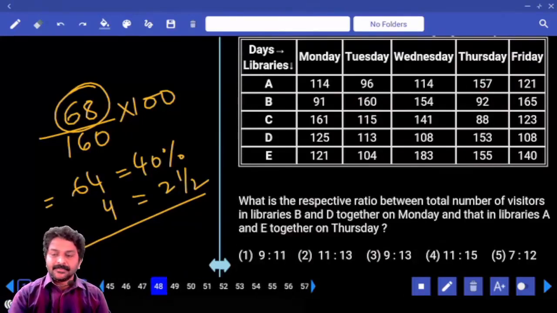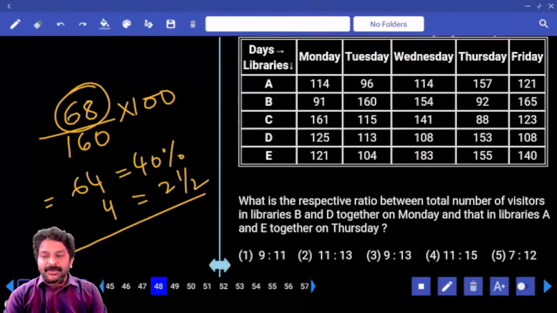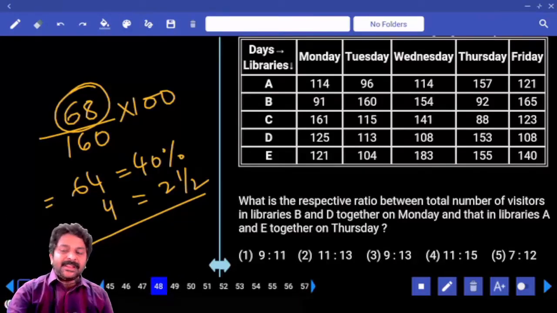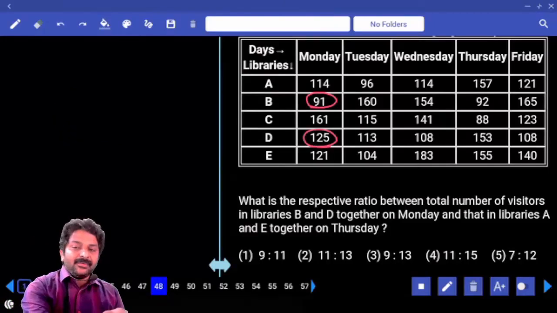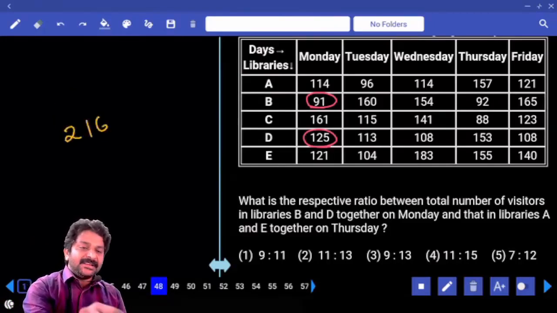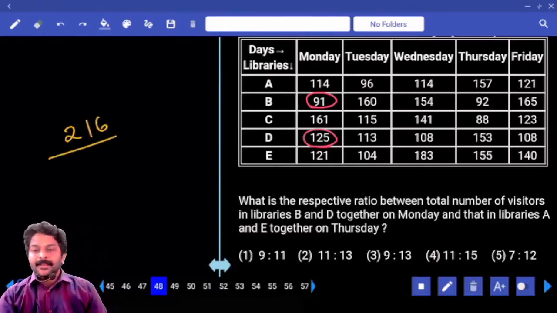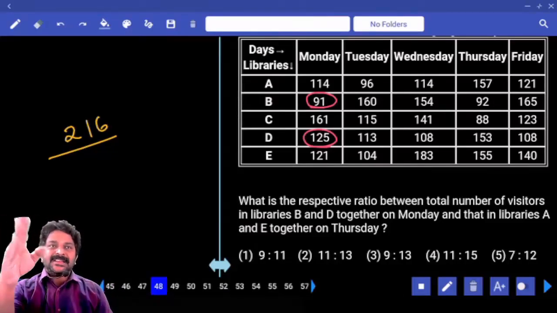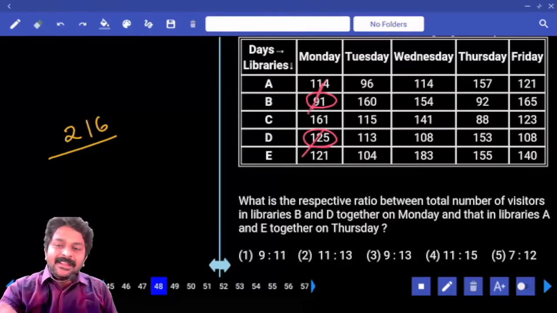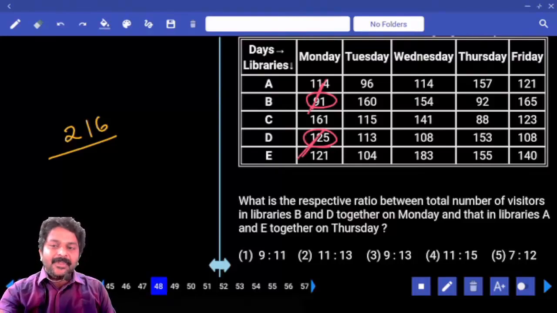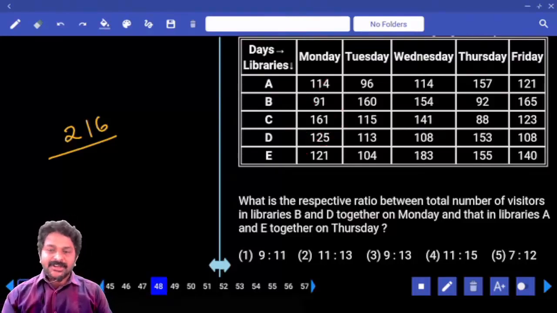Next. What is the respective ratio between the total number of visitors in B, D together on Monday? Monday, B and D together, which is equal to 216. Tens places and then units I am adding. 90, 120, 210. 1 plus 5, 6. 216. Next.